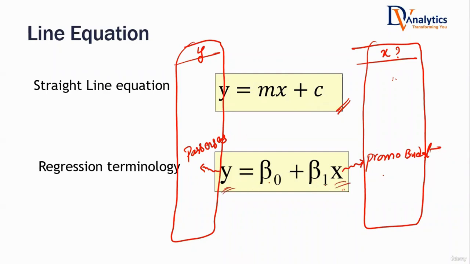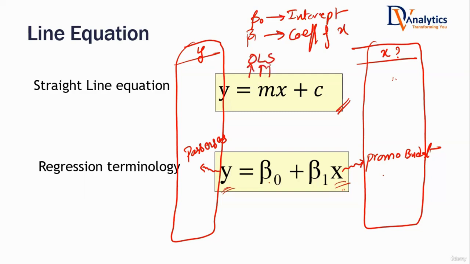So what do you need to find out if you have to build a regression line? If you have X and Y data already, what do you need to find out? You need to find the value of beta naught, which is known as intercept, and beta 1, which is known as coefficient of X. These two need to be found. So how do you find them? There is a mathematical procedure called OLS. It stands for ordinary least squares. This is an optimization process, OLS, ordinary least squares optimization process.